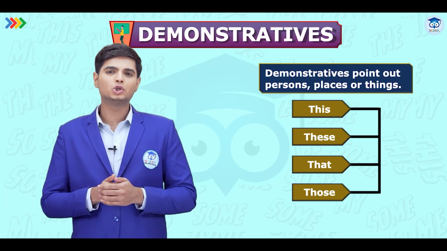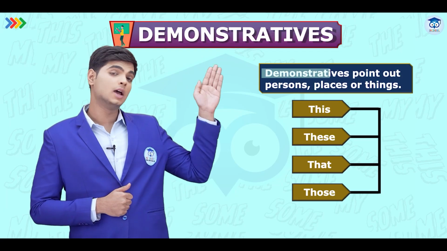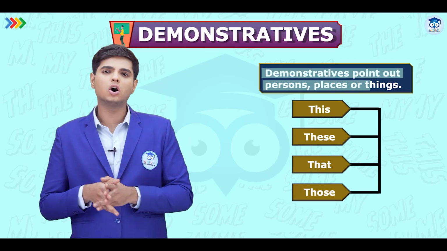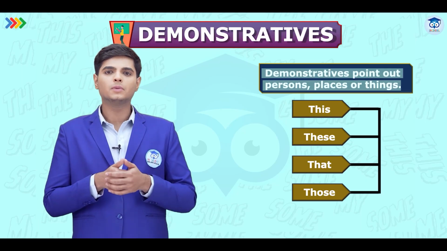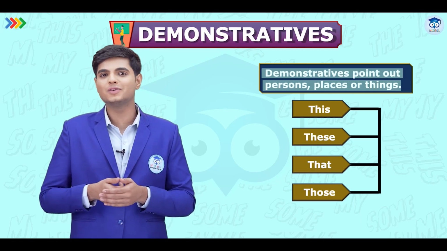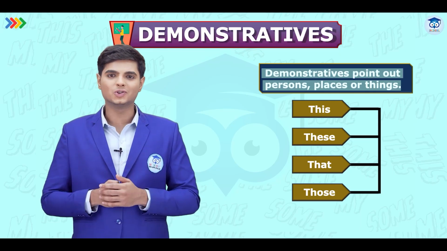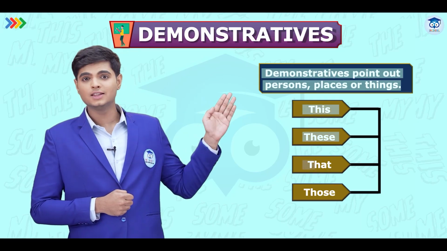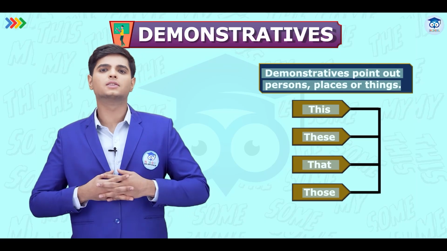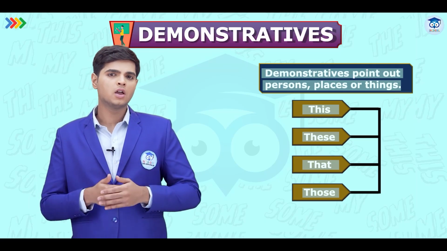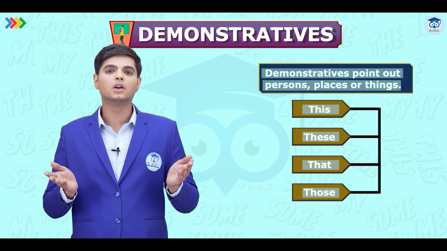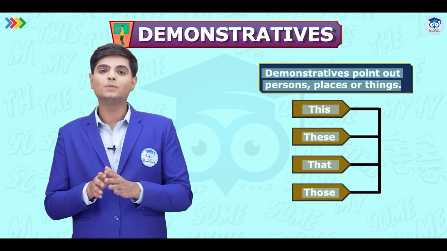Now, let's move on to another type of determiner, demonstratives. These are words that point out persons, places, or things directly. Instead of simply saying book, a demonstrative helps us be more specific about which one we mean. There are 4 common demonstratives: this, these, that, and those. This and these refer to something near us, while that and those refer to something farther away. Also, this and that are used with singular nouns, whereas these and those go with plural.